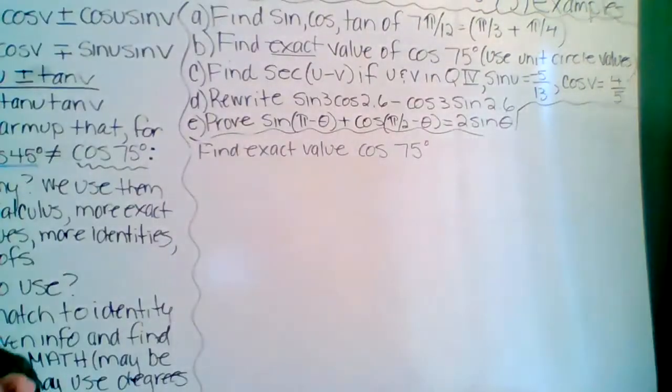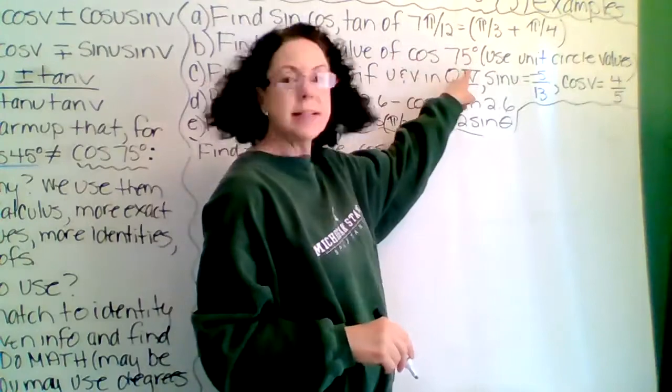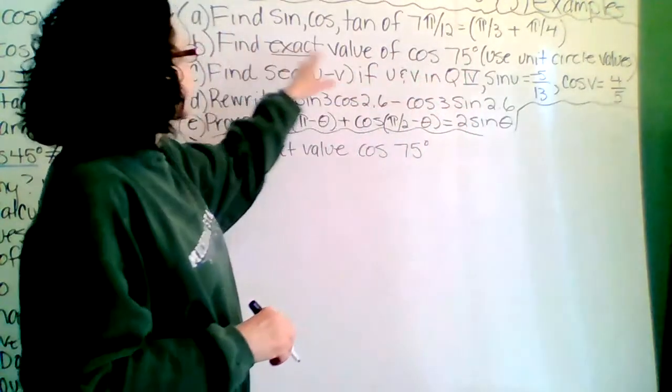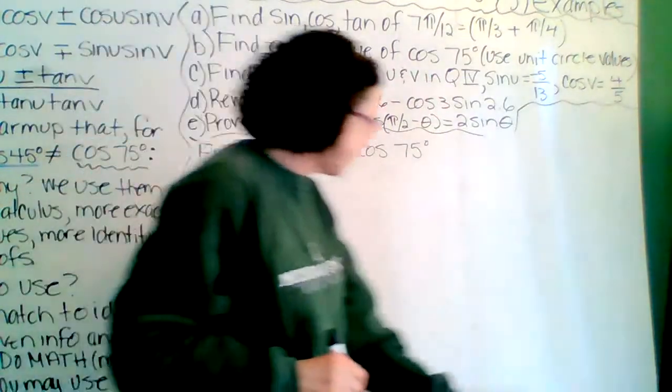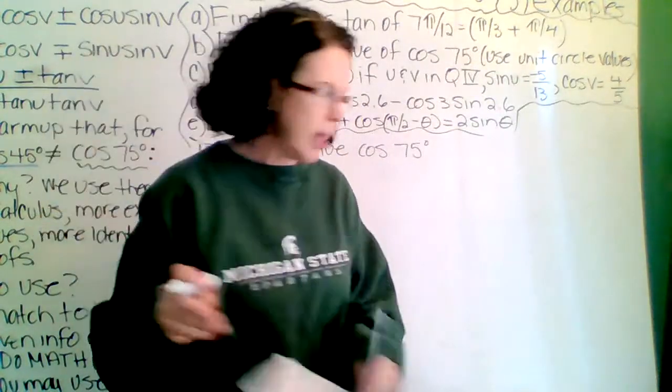Okay, we're back. I found that I put for B, find exact value of cosine. I had a 70 here, I meant a 75. And so I fixed it. Find exact value of cosine of 75 degrees. Use your unit circle values. That's where your exact values are, right here, okay?